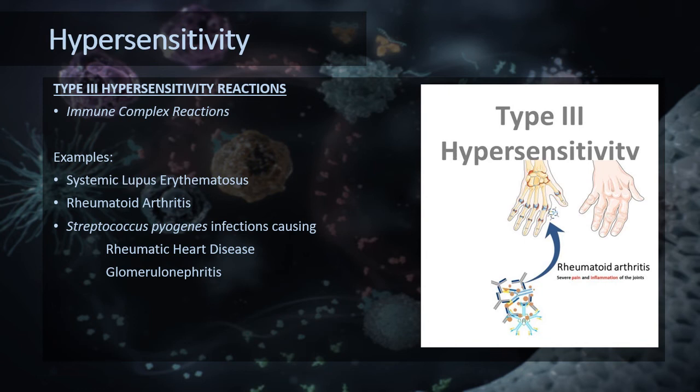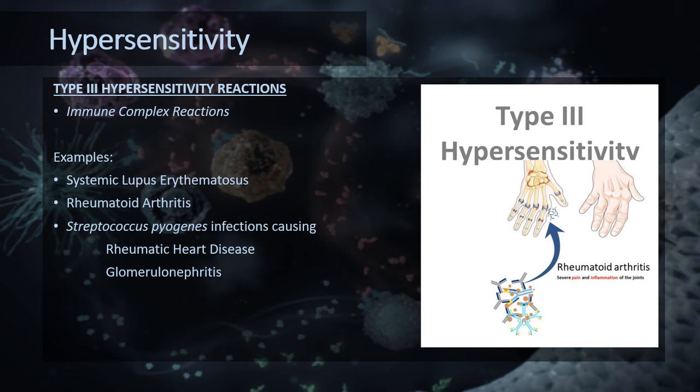For example, in rheumatoid arthritis, which is an autoimmune disease, the body produces rheumatoid factor, which is an antibody directed against the Fc region of the IgG. When immune complexes form, they will be deposited in the joints, thereby causing inflammation.